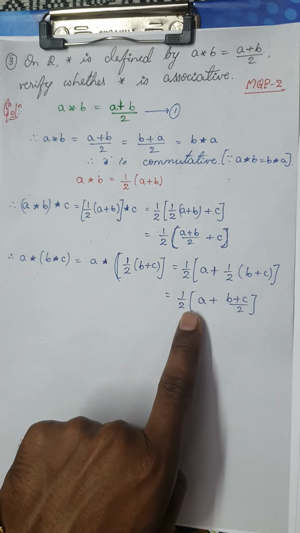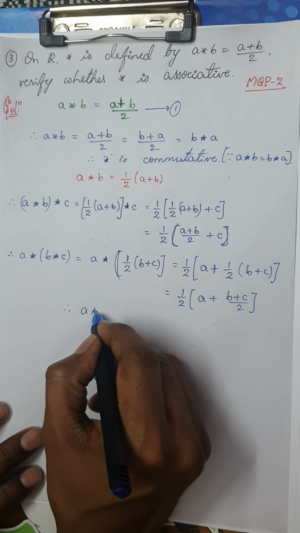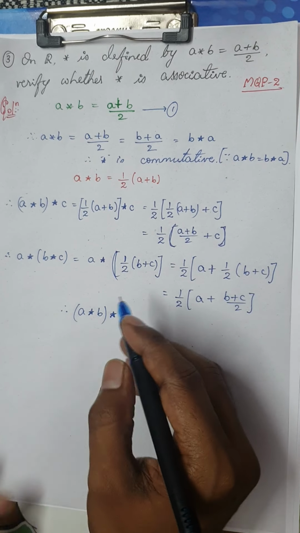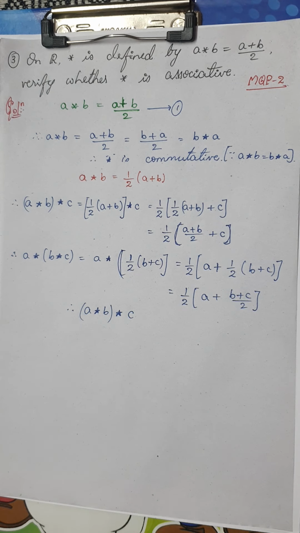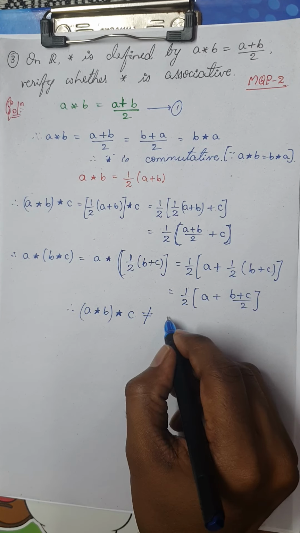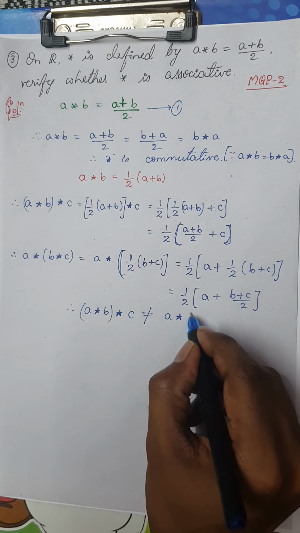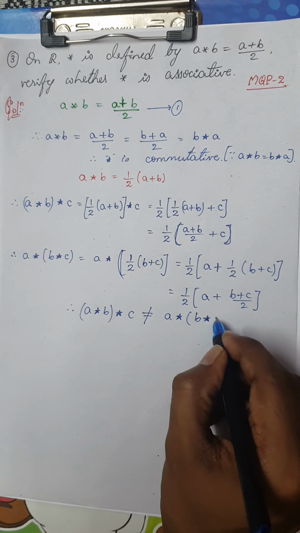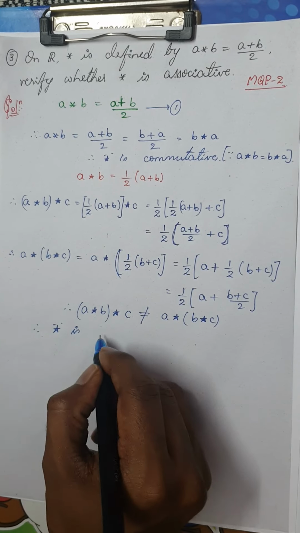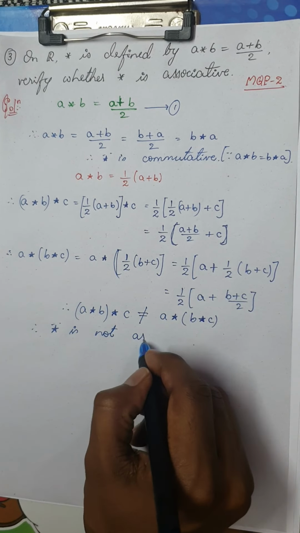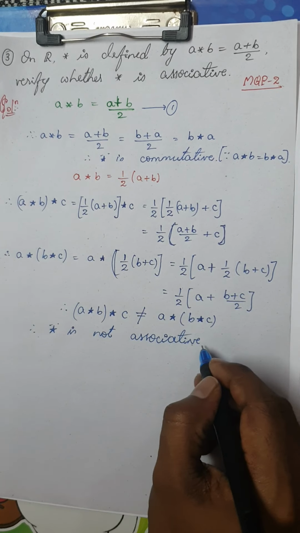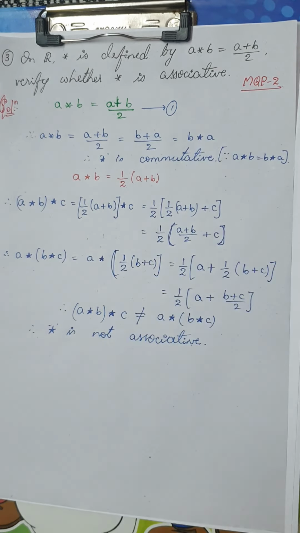So please be careful. Therefore A star B star C, is it equal? It is actually not equal. So A star B star C is not equal to A star of B star C. Therefore, you can write star is not associative. You have to please be very careful, dear students. This question is asked in the second model question paper.